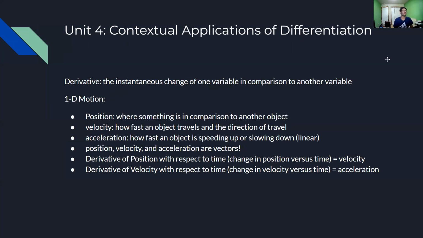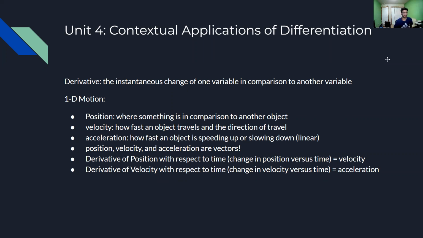All right, so now speaking about context and contextual applications of differentiation. Now we're digging in on what the derivative truly means, and we're going to put this in specific context. The derivative is the instantaneous change of one variable in comparison to another variable. So you have dy over dx. It's the change in y over the change in x, over the smallest change. That's the instantaneous. Now you have dr over dt, which is the change in r over the change in t. It's the smallest change in r over the smallest change in t. So that's what the derivative truly represents.